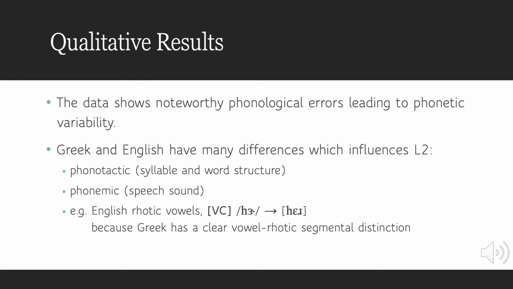The data helped us to identify important phonological errors in L2 speech that result in phonetic variations. The Greek and English languages have many differences at both the phonotactic and phonemic levels. These differences influence L2 production. For example, Greek speakers often produce English rhotic vowels in vowel-consonant format. This is because the Greek language has a clear vowel-rhotic segmental distinction.